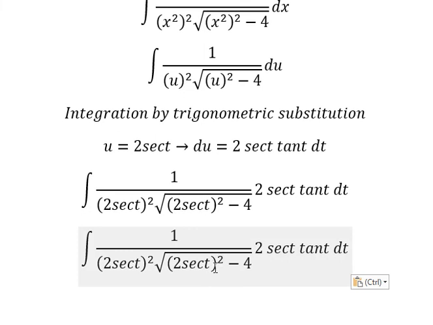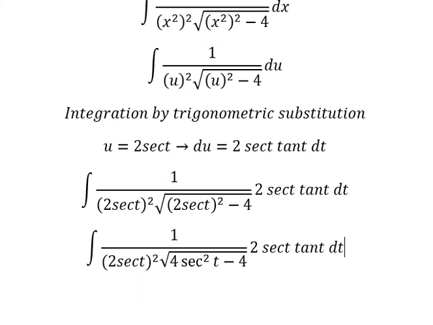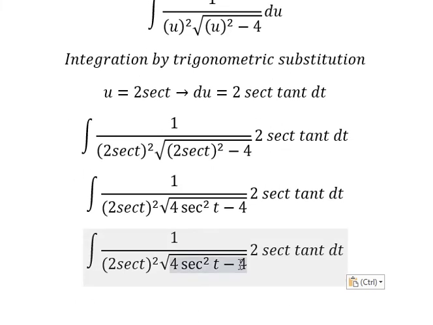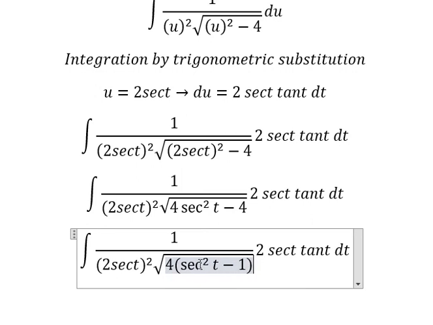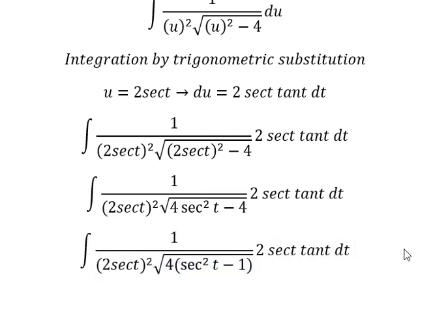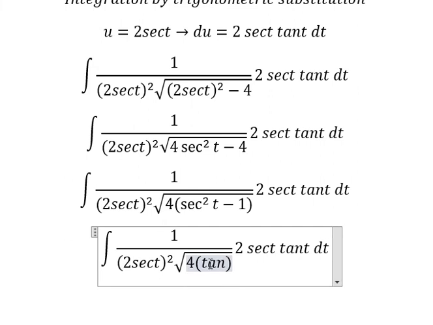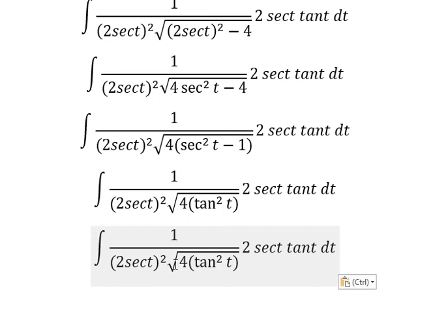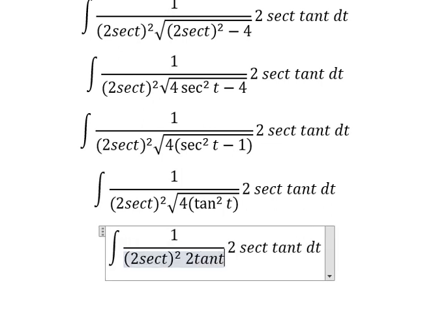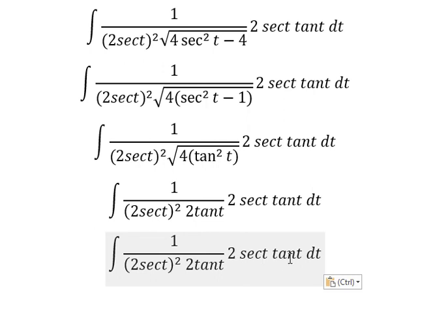So this one you get 4 secant of t square. Number 4, we can do factorization. This one you get tan t square. This is trigonometric identity. So this one you get 2 tan t. Now we need to simplify 2 tan t on numerator and denominator.